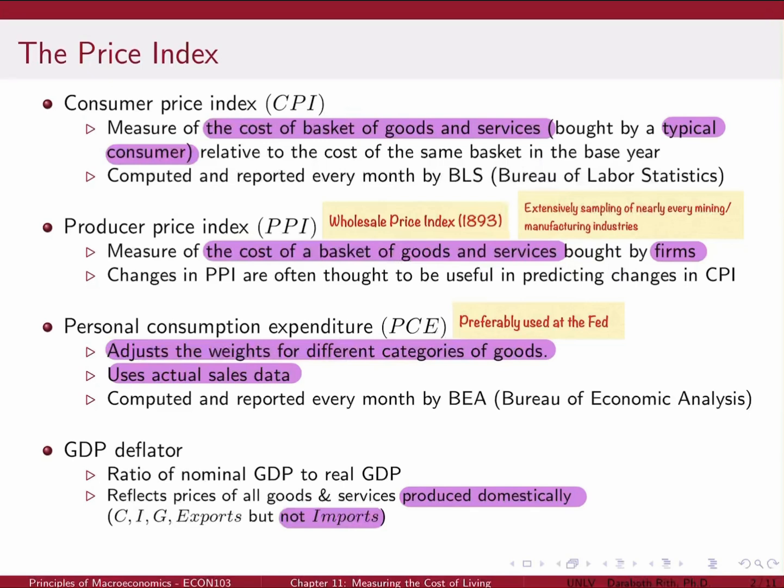Finally, the GDP deflator. As discussed in Chapter 10, the GDP deflator is the ratio of nominal GDP to real GDP. Since it is derived from GDP, it reflects the prices of all goods and services produced domestically, including consumption spending, investment spending, government spending, and exports, but excluding imports.